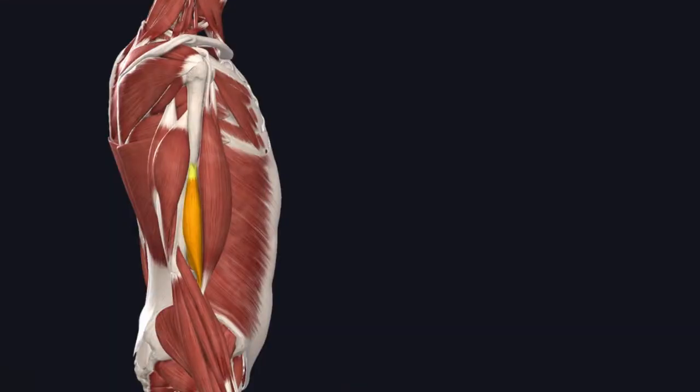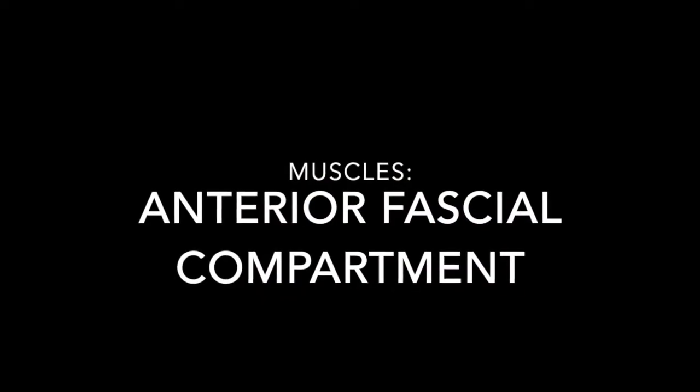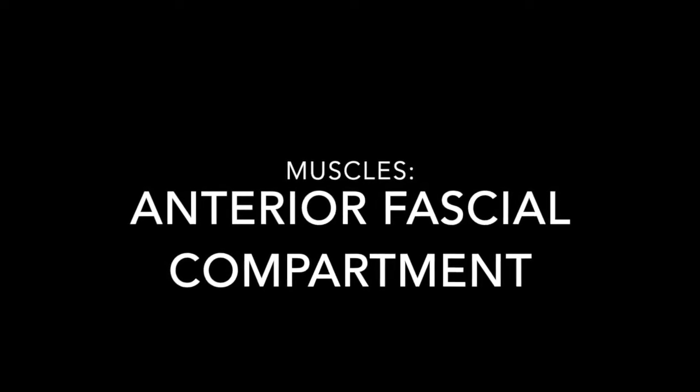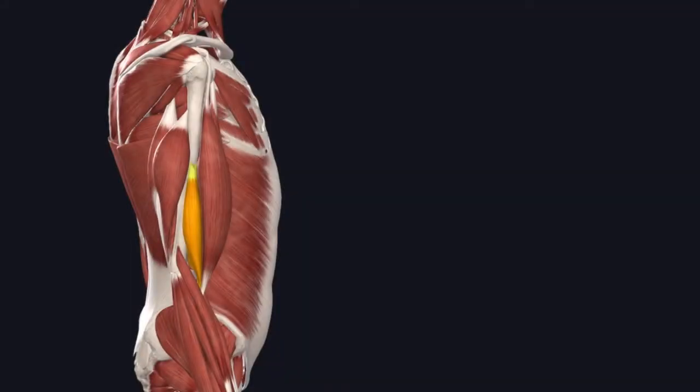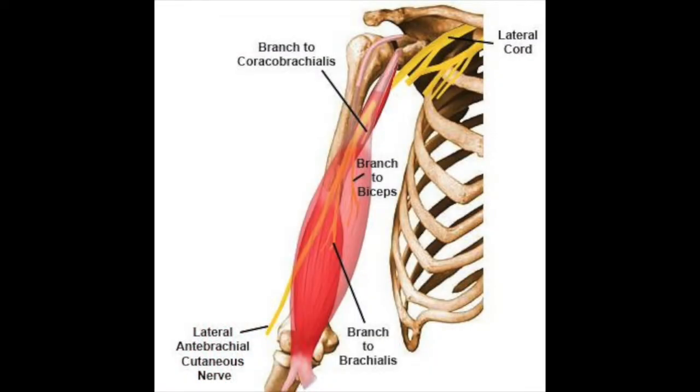So let's go now to the upper portion of your arm. Your upper arm is subdivided into anterior and posterior fascial compartments by its medial and lateral fascial septa, which contain all muscles, nerves, and arteries. The muscles in the anterior compartment are the biceps brachii, your coracobrachialis, and your brachialis muscle. In general, all these anterior compartment muscles are supplied by your musculocutaneous nerve.